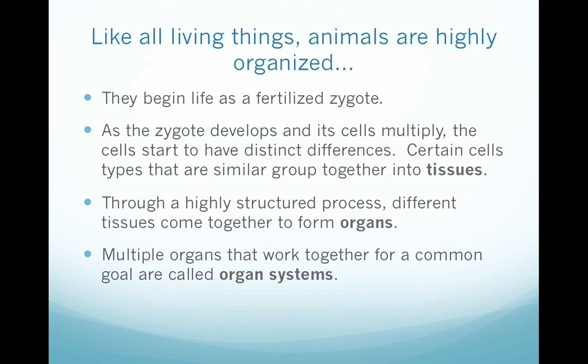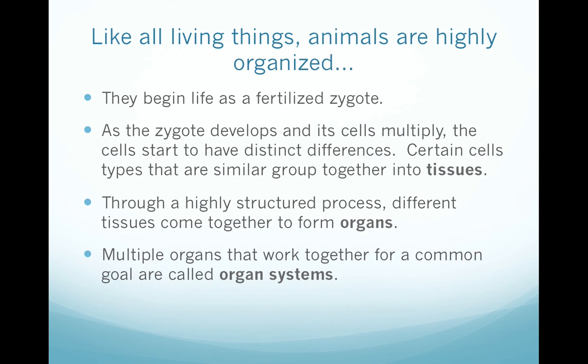Like all living things, animals are highly organized. We've discussed that they begin life as a fertilized zygote, and that zygote is going to develop and the cells are going to multiply as it's growing inside the womb. And as those cells multiply, they're going to start to have distinct differences. Remember, we talked about stem cells. Those stem cells are totipotent, which means they can become any type of cell. And as they become the different types of cells, those cells start to group together. And the groups of the cells that are similar are called tissues.